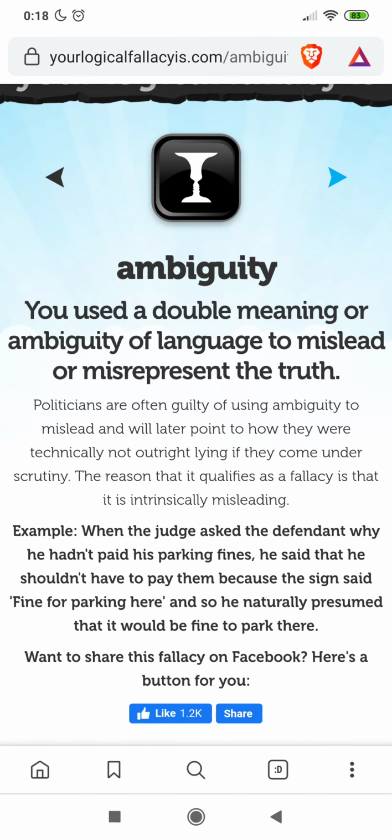Ambiguity. You used a double meaning or ambiguity of language to mislead or misrepresent the truth.